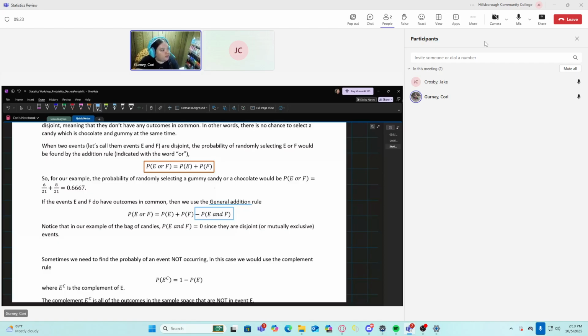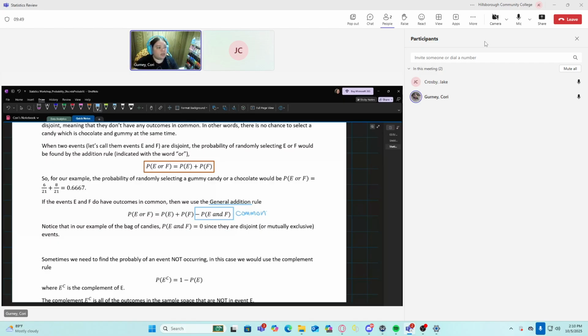So the addition rule and the general addition rule, the only difference between the two of them is do they have something in common? If they do not, then they are mutually exclusive. You just do the first one. Okay, so the second formula that's in blue would be like a gummy that has chocolate on it. So it's like you're subtracting the one that has both.